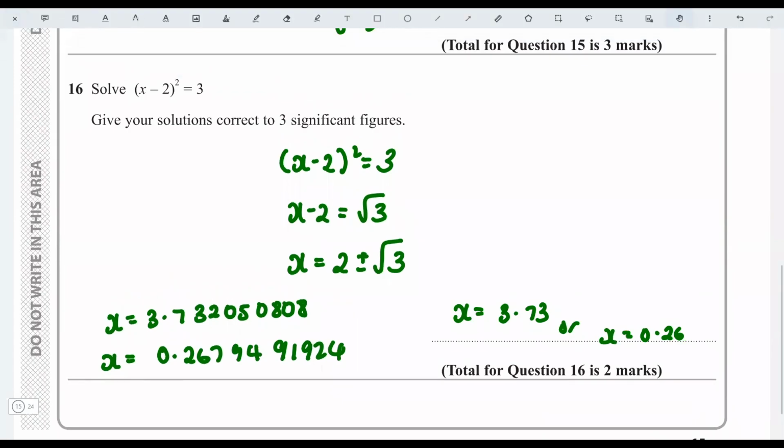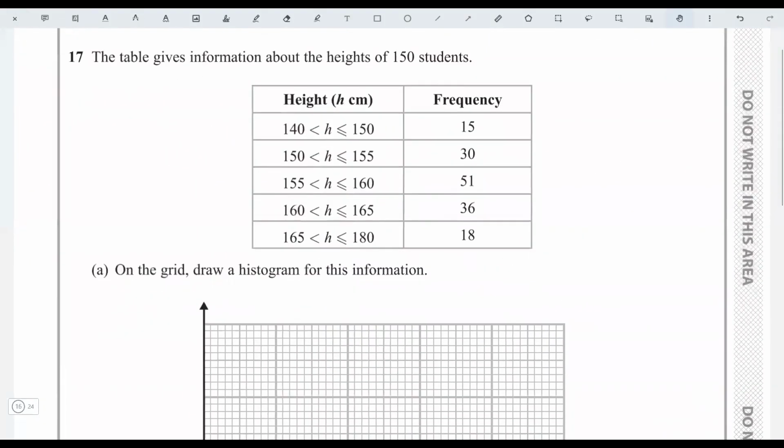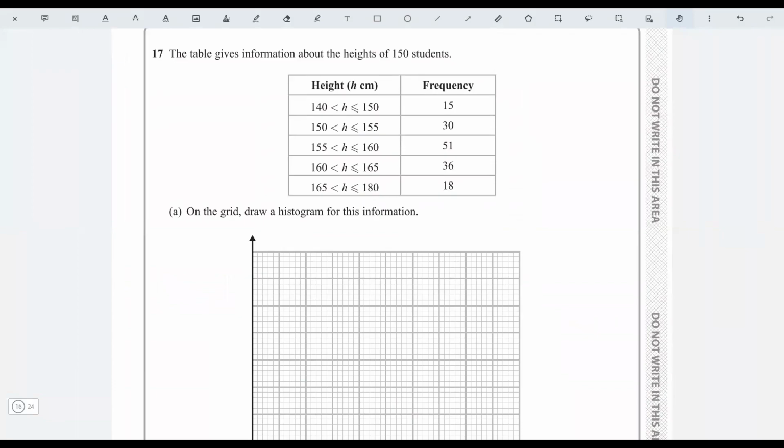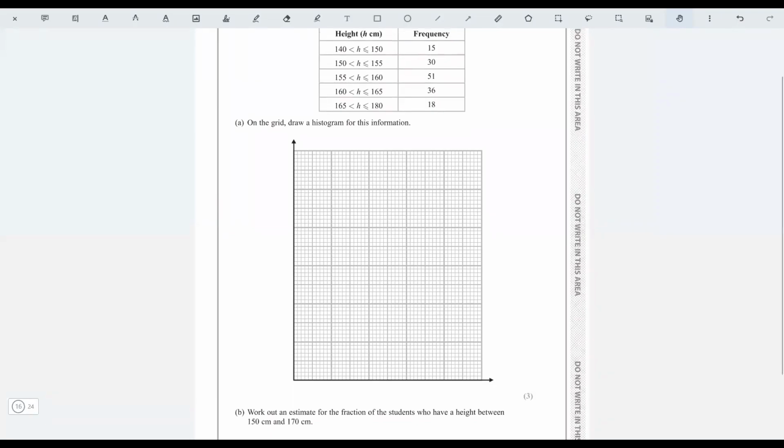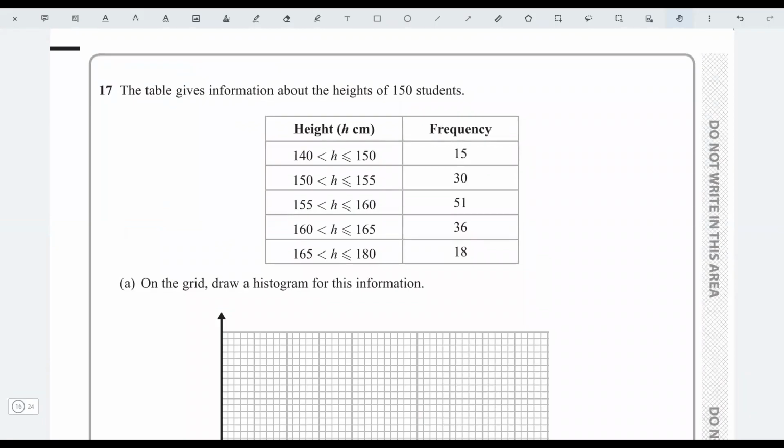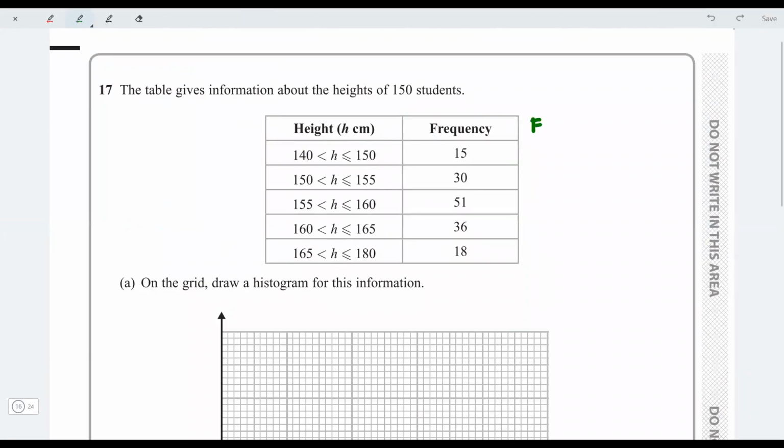Okay, let's go on to the next question. Number 17 is a histogram. We've got to draw the histogram out, so let's have a look how that works. First of all, to draw your histogram, you need to work out the frequency density, don't you? Frequency density is worked out by doing frequency divided by class width.